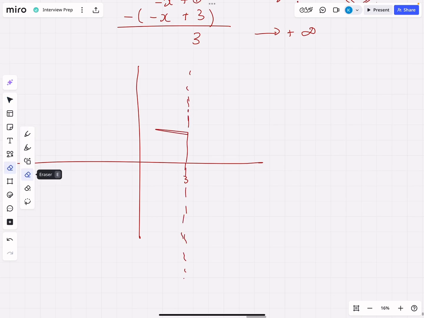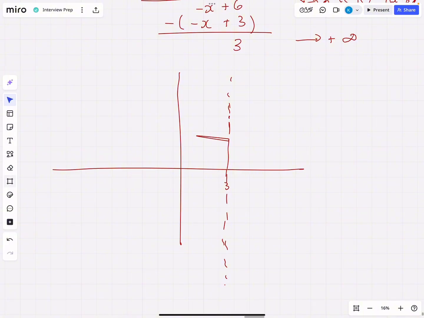Don't know why that happened there. Let's get rid of that. Oh, it doesn't want to get rid. Okay, we'll keep it.